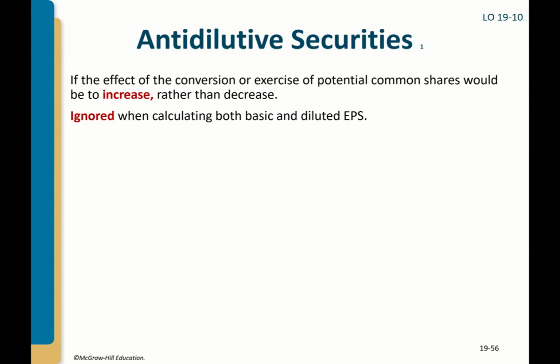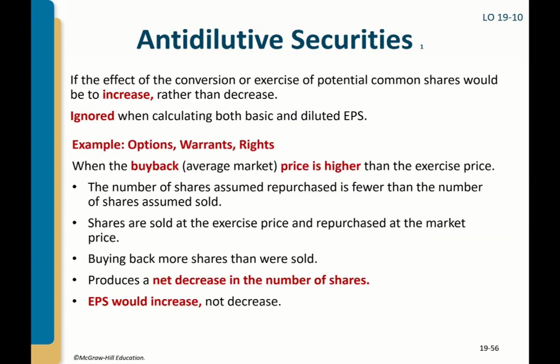Anti-dilutive securities. If the effect of the conversion or exercise of potential common shares would be to increase rather than decrease earnings per share, they are ignored when calculating both basic and diluted earnings per share. For example, options, warrants, rights.